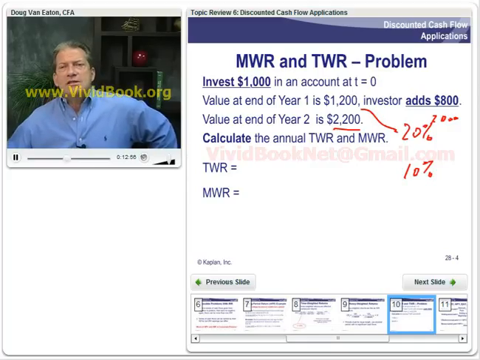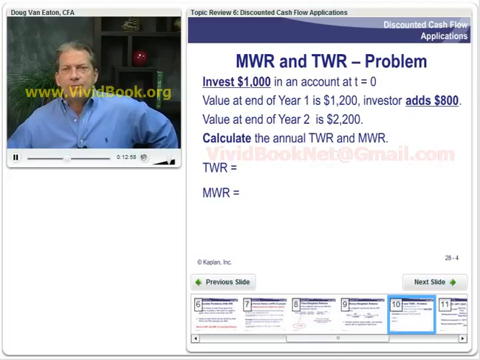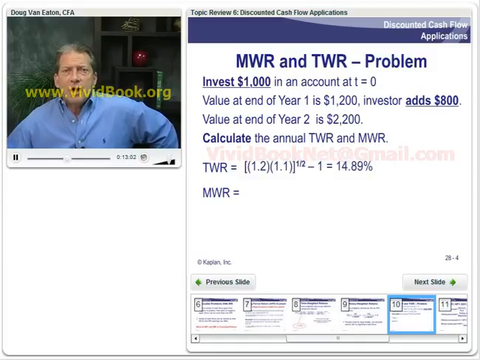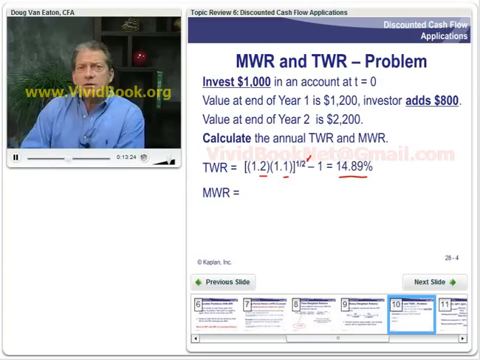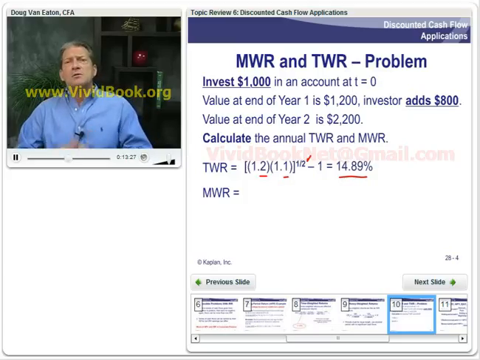Well, let's look at these calculations here. We could just compound. During that first period, we had a 20% return. Second period, a 10% return. Compound that. That was for 2 years, so we'll take the square root of that, minus 1, and say the time-weighted rate of return here, on an annual basis, is 14.89% per year.